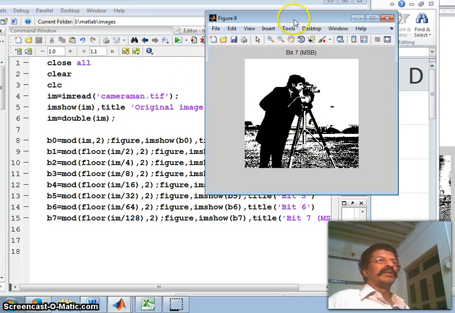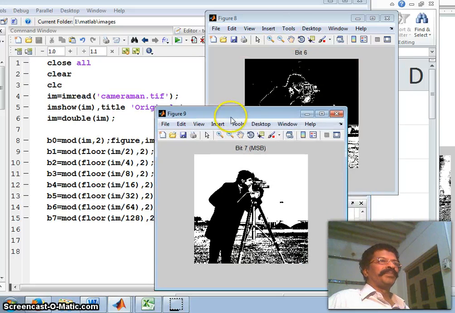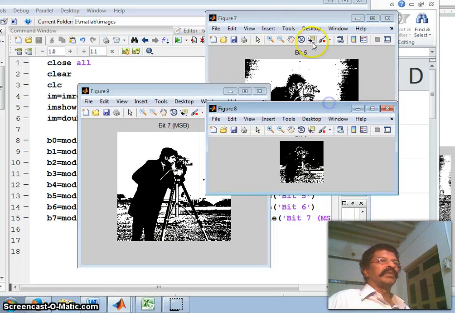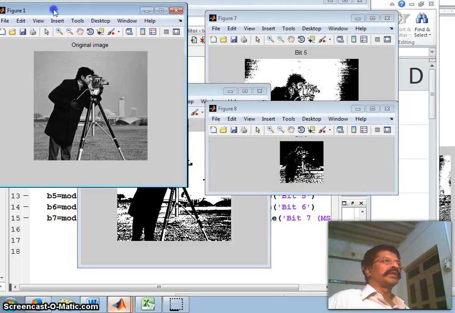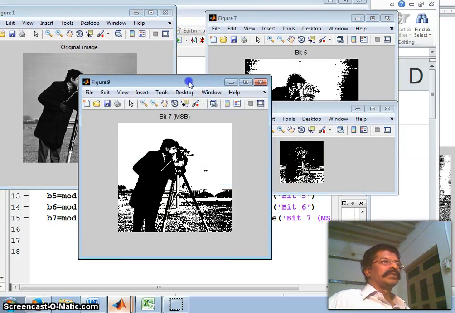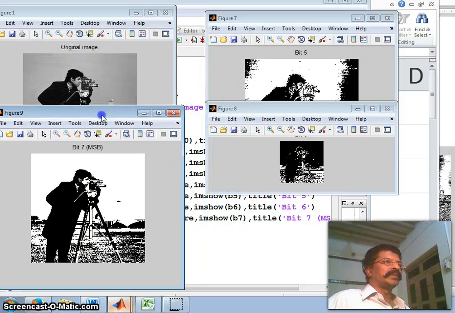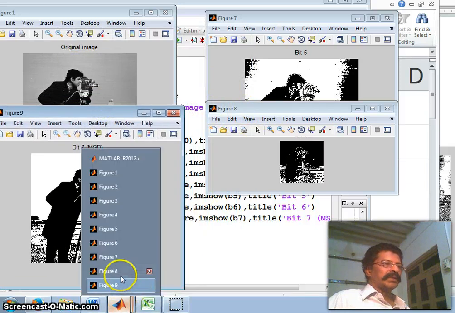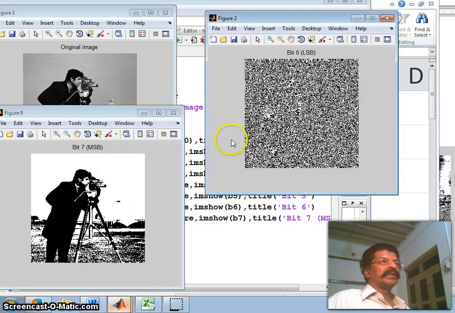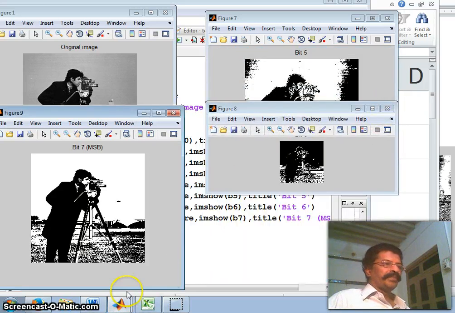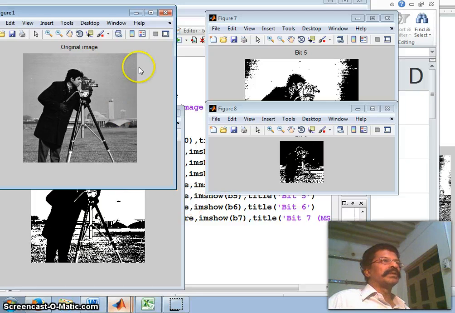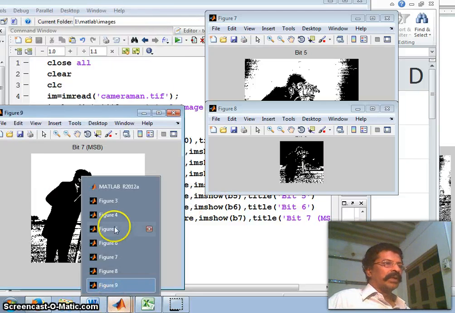And here now you can see that almost all my bits are there. Let us take the actual figure. The actual figure should have been figure 1. So this is my actual figure. And this one is my 7th bit, the most significant bit, and likewise my 6th bit. This one is my 0th bit, which has very little data. Alright, now let us see how this bit 1 appears.